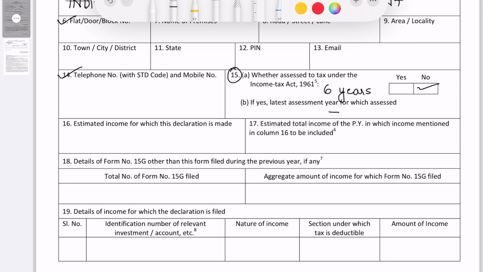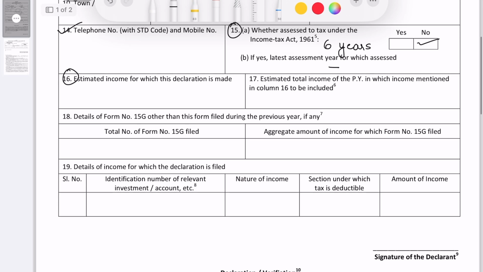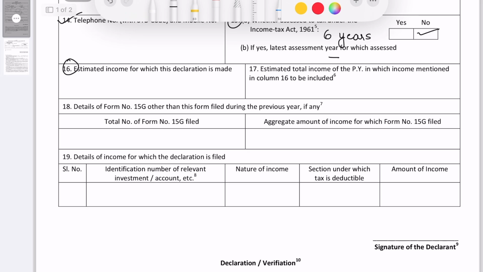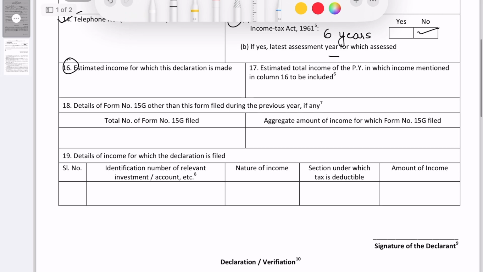Now we go to the 16th part. This is also important, so please pay attention. So 16th point is estimated income for which this declaration is made. Now obviously this particular form is being filled for what? To ensure that no TDS is deducted from the dividend income. So what is the income that we're going to mention in 16? This is going to be whatever is the dividend income that you're getting from the company.